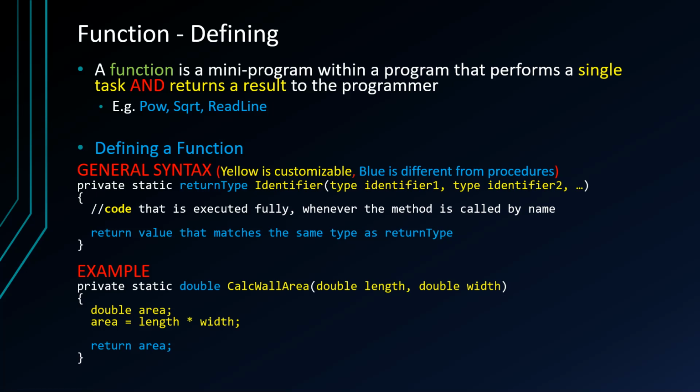Then I do the work. Area equals length times width. Well, that's the formula for the area of a rectangle. Easy peasy. And then our final statement, return that area. All that does is it sends it back to the main program. Whoever called calcWallArea is now going to get that area in whatever value it is. We don't know what its value is because it depends on what values were given to length and width. We'll figure out how that works in a second.